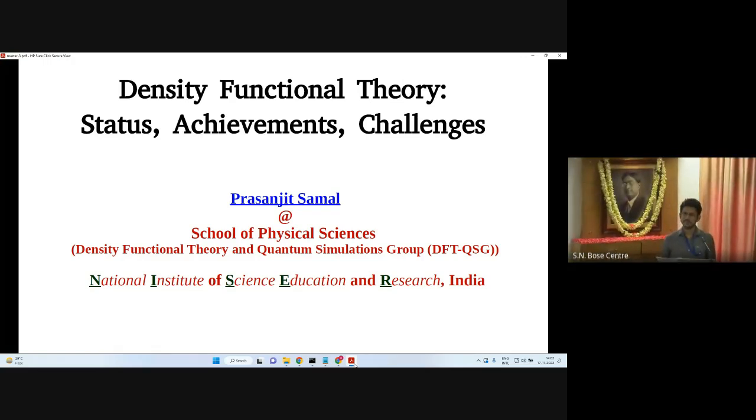Professor Prasanjit Samal obtained his PhD from IIT Kanpur in 2007. And then after a 2-year postdoc stint at the University of Minnesota, he joined NISER Bhubaneswar, where he leads the group on density functional theory and quantum simulations. He's a professor there, and their group works on the interplay between structural, electronic, and magnetic properties of functional materials using computational methods. And today he's going to teach us about density functional theory. He will talk about its status, achievements, and challenges.